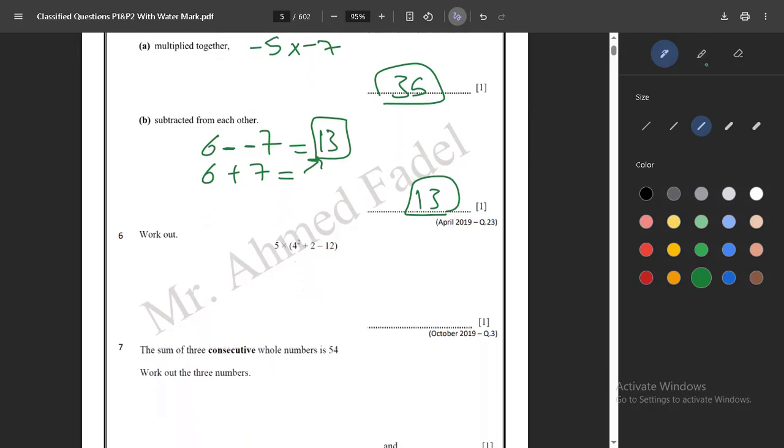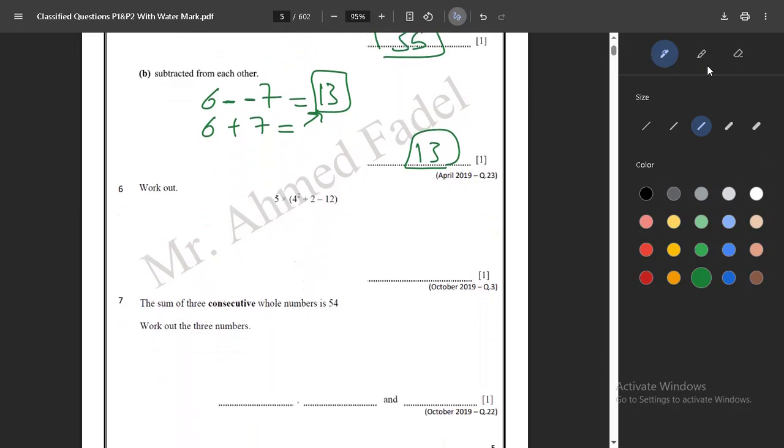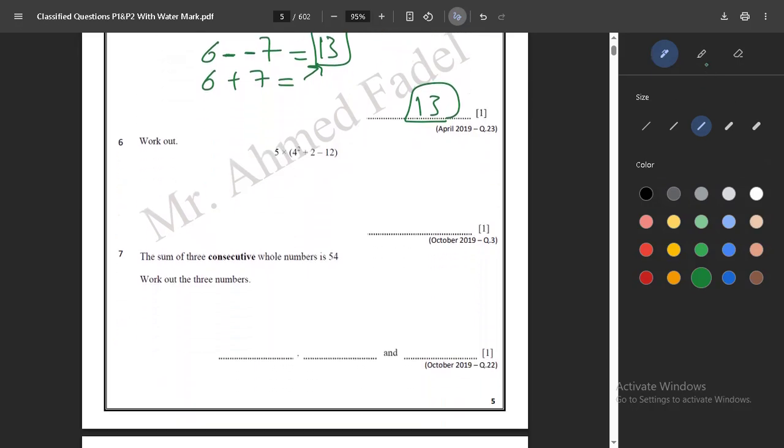Work out. Here, as we agreed, we need to start with the brackets. So let's do it. Here, 4 squared. So I'm going to write the 5 as it is, multiplied by 4 squared, which is going to become 16. 16 plus 2 is going to be 18 minus 12. So 5 multiplied by 6, which is just simply 30.